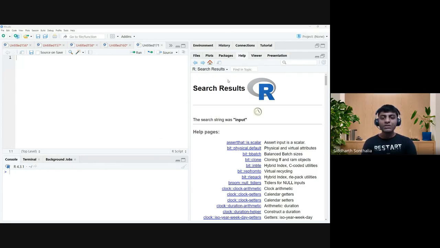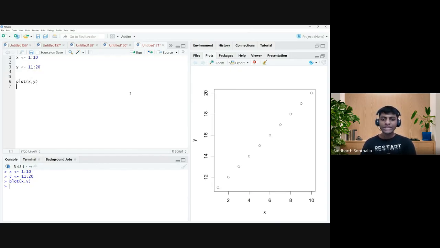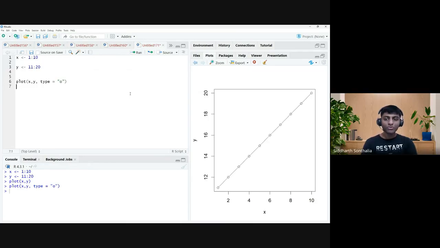So here in the plots section, we will see our visible graphs. For example, if I take x as 1:10 and y equals 11:20, and do a plot of x comma y, I can see a simple linear graph. If I convert it into type equals O, which means overplotted, we'll have a line plus a dot.